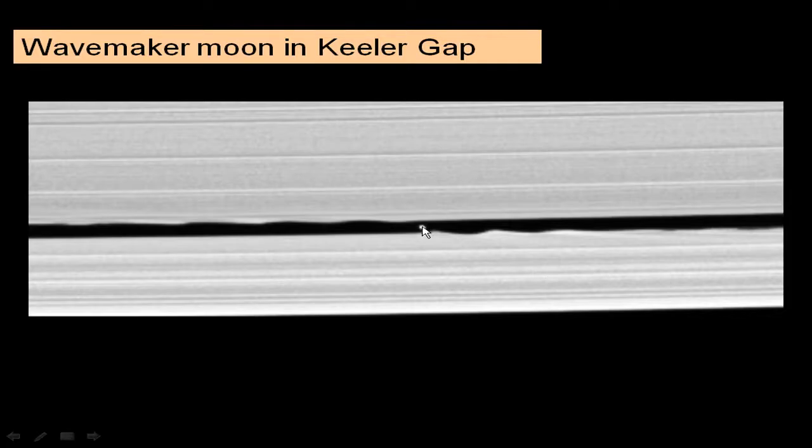Here's a wavemaker moon in the Keeler Gap of the Saturn ring system, and we can see that the presence of the moon causes a gravitational wave on the particles above and below in this picture in the ring system. So the moons are affecting the appearance of the ring system.